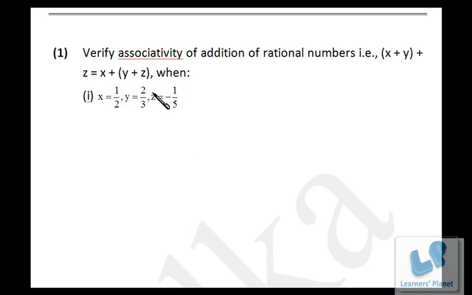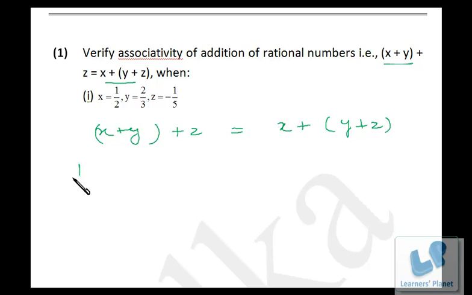In this case, we have to verify associativity of addition of rational numbers. The relationship we are given, that is x plus y plus z is equal to x plus y plus z, that we have to prove, and the values of x, y and z are given, right? So first of all, we put the values of x, y and z in here, and then we'll be putting the values of x, y, z over here. Let's see if we get the answer equal or not, right?